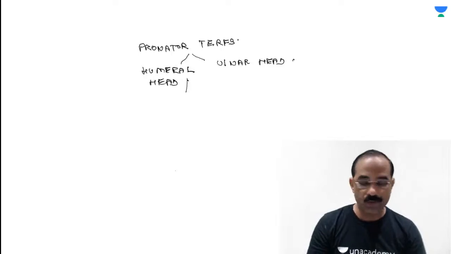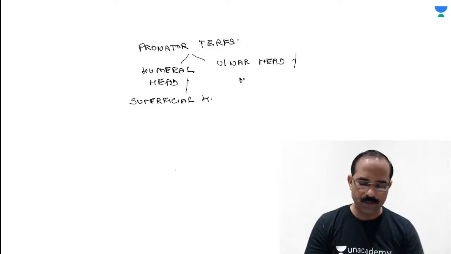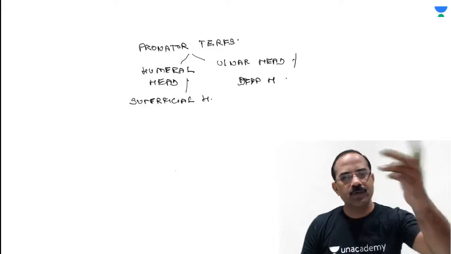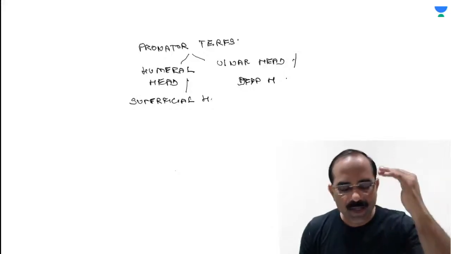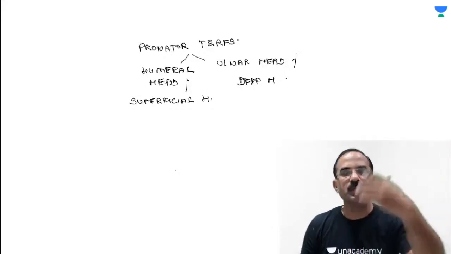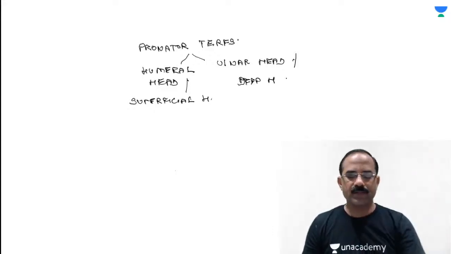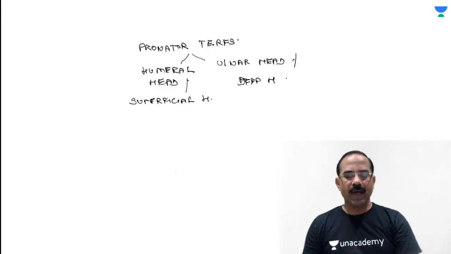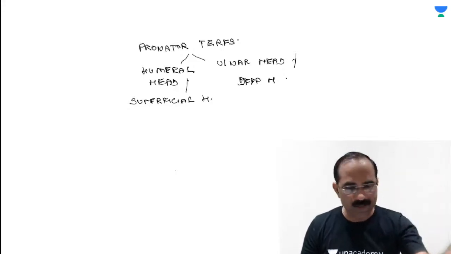The humeral head is also known as the superficial head. And the ulnar head is known as the deep head. So superficial and deep heads of pronator teres. One begins from the humerus, one begins from the ulna. Students, can you tell me, out of these 2 heads, which is the head which is going to act on the elbow joint? Yes, students, answer. Be interactive.